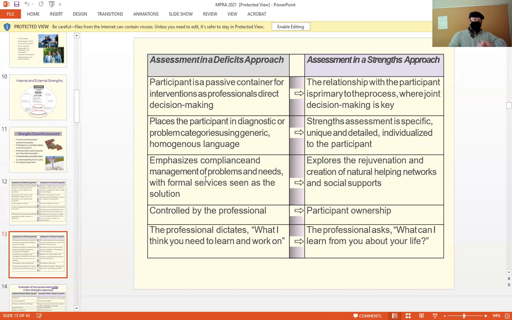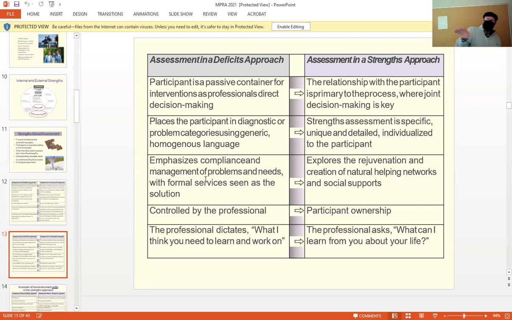All right, last one. In the deficits approach, the participant is a passive container for interventions as professionals direct decision making. They just sit there. This is what we're going to do. We don't involve them. We don't let them give much input. You know, it's literally like we're just pouring what we want them to do right into them. That's not the way to go.